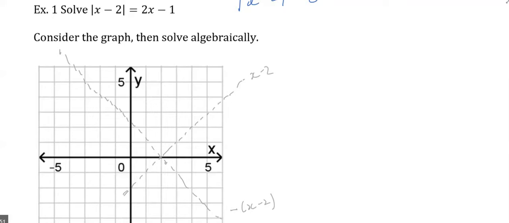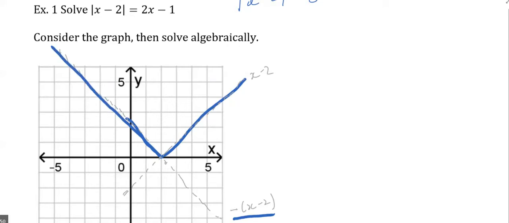Is everybody okay with that? And so that means our graph is this line until it goes there, and then we use the negative of it, and that line afterwards. I'm going to try to draw that a bit better. There we go. That's a little bit better. And so this graph is the absolute value of x minus 2, the blue one.